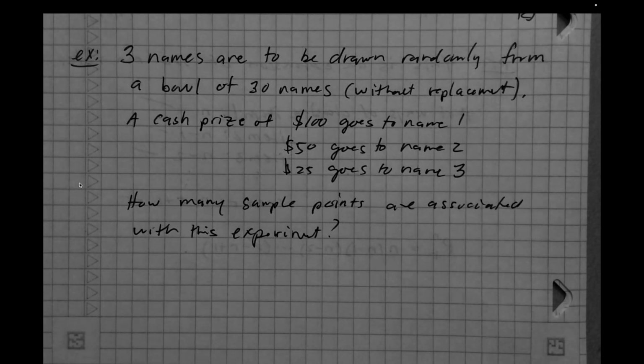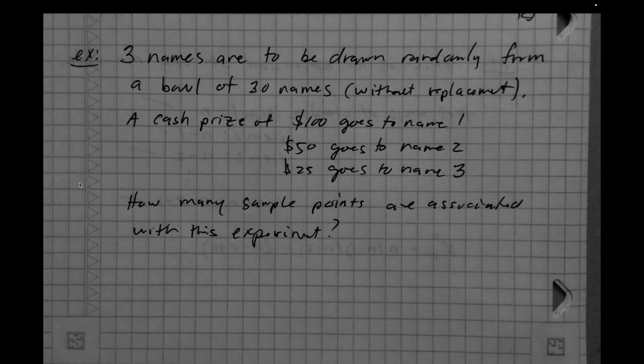But basically, I got 30 names in a bowl. I'm going to draw 3 of them out without replacement. I'm going to draw the first name, and that person gets $100. I'm going to draw a name from the remaining 29, and that person gets $50. And then there's 28 names left in the bowl. I'm going to draw 1 more out, and that person gets $25.